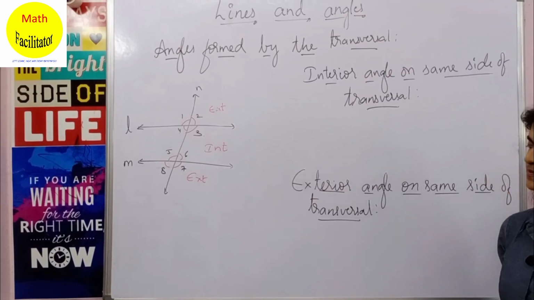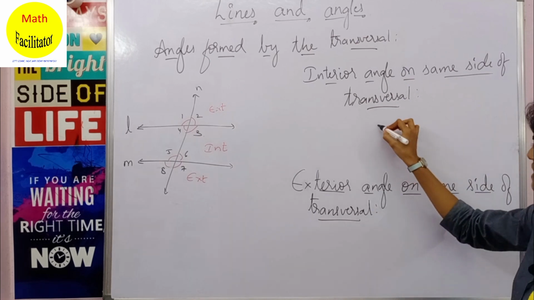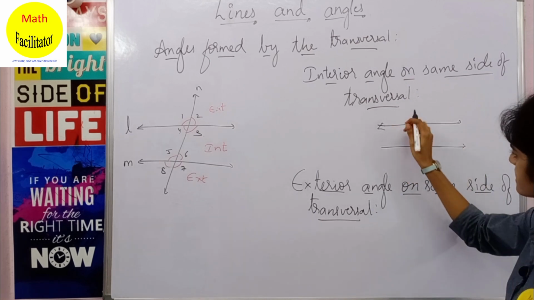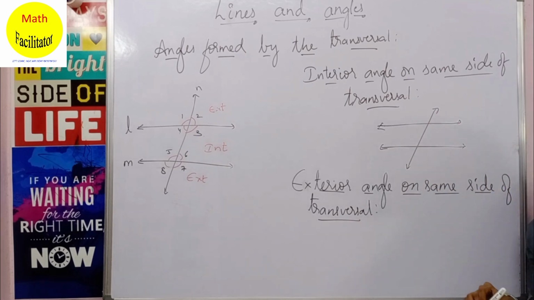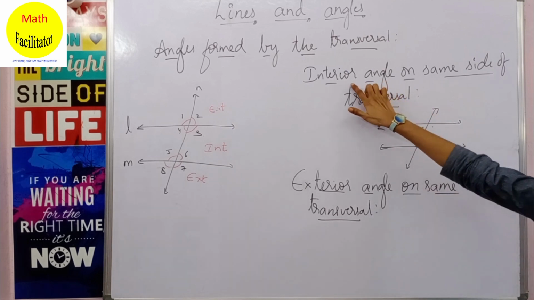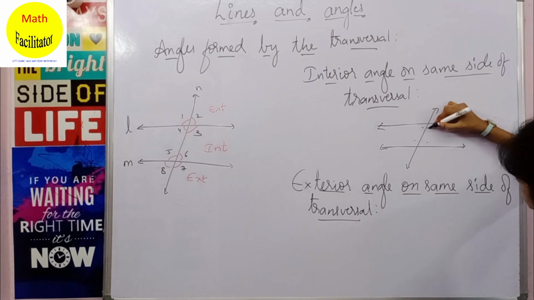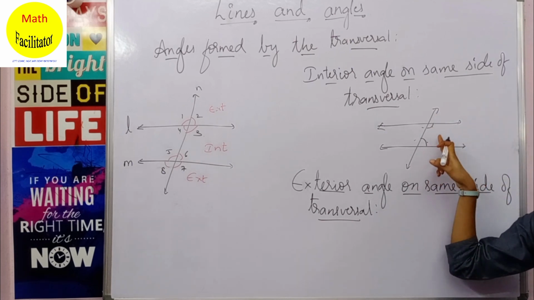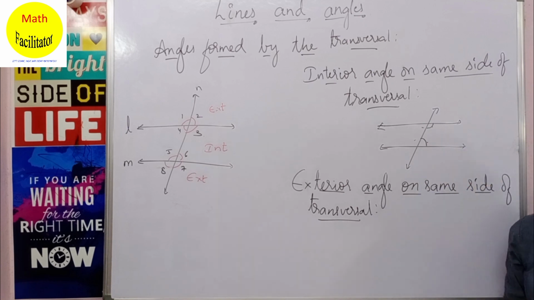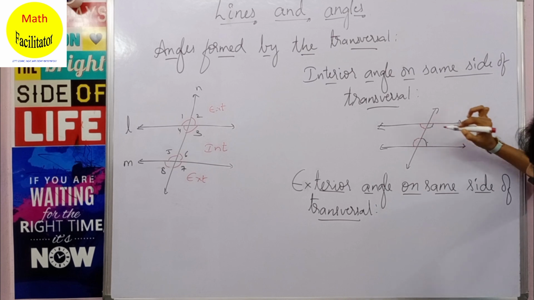Moving on to the next pair of angles, you have interior angles on the same side of the transversal. Suppose these are two lines and this is the transversal. You want interior angles. Now these are 4 interior angles, and you want interior angles on the same side of the transversal. That means on the same side of this transversal. Very clear, just with the name you can see this is nothing but interior angles on the same side of the transversal. The other pair of interior angles on the same side of the transversal are these.